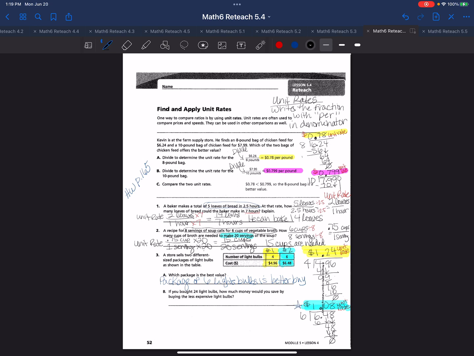All right, B, if you bought 24 light bulbs, how much money would you save by buying the least expensive light bulbs? I think my clue here is I have to buy 24 light bulbs, but it's asking me to compare it. How much money would I save? So I know I'm going to probably have to subtract the difference between the two. So let's do, if it's $1.08 and I'm doing 24 bulbs, so that's the first one. And then the second one's $1.24 and I'm buying 24 light bulbs.